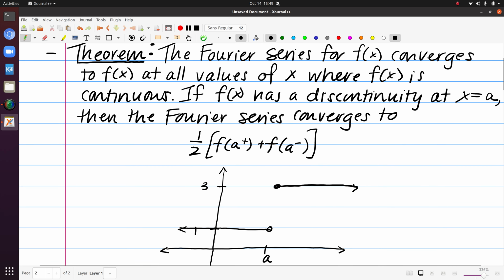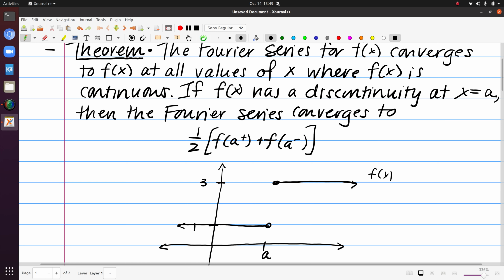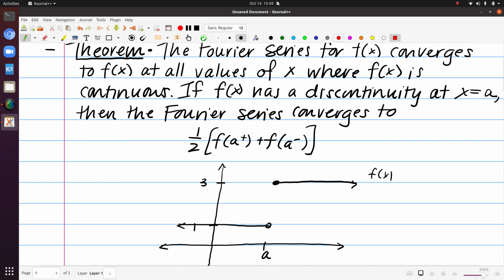Just as a little sketch here, suppose that we have this function that has a discontinuity at a, and we see that it has a jump here: on one side it is approaching 1, and on the other it's approaching 3. So in this illustration, 3 would represent f of a plus, because that's what's happening to the right of a, and positive 1 would represent f of a minus. And so if I had to think about where the Fourier series would converge, that would be the average of these two values. So 1/2 times 1 plus 3 would give me 2. So the Fourier series would actually converge to the value of 2 here.